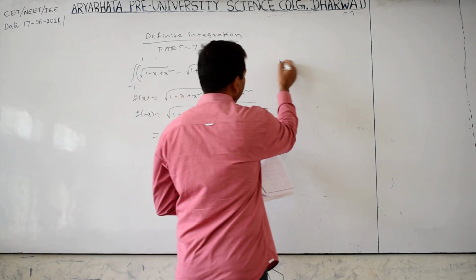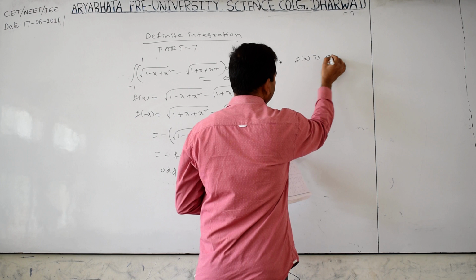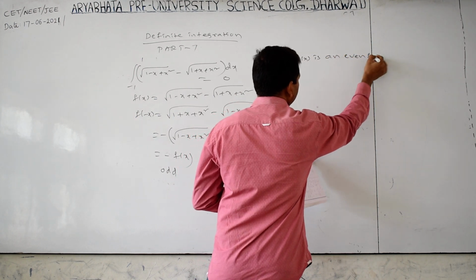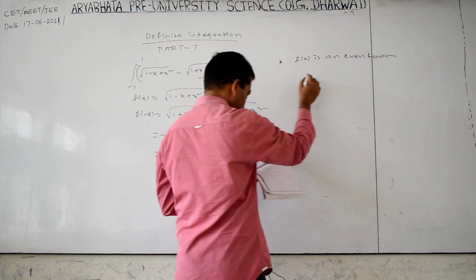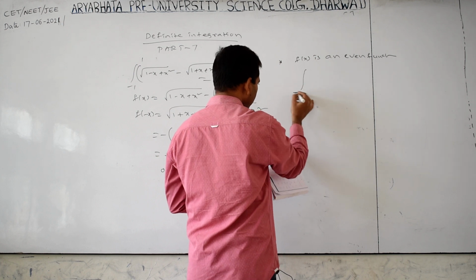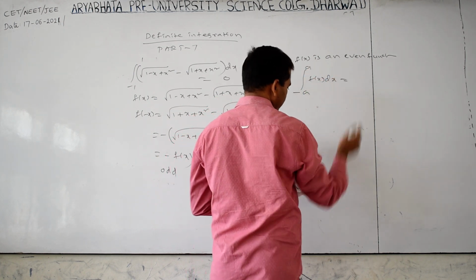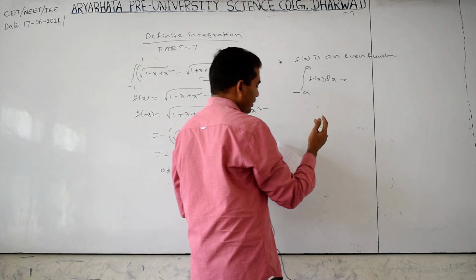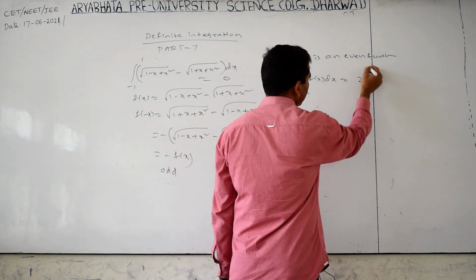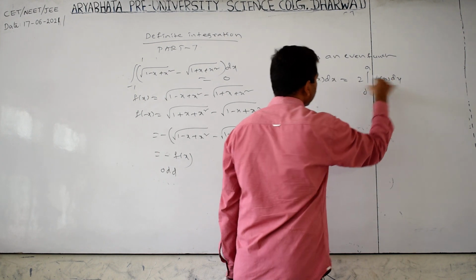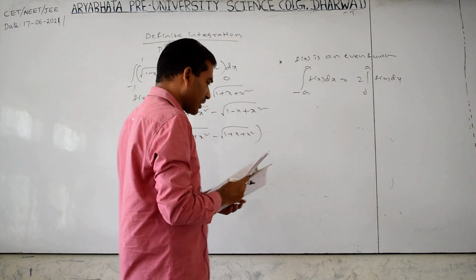Next, f of x is an even function in the closed interval minus a to a. The integral from minus a to a of f of x dx, this is a direct formula: tell me, 2 into the integral from 0 to a of f of x dx if it is even. If it is odd, the value becomes 0.